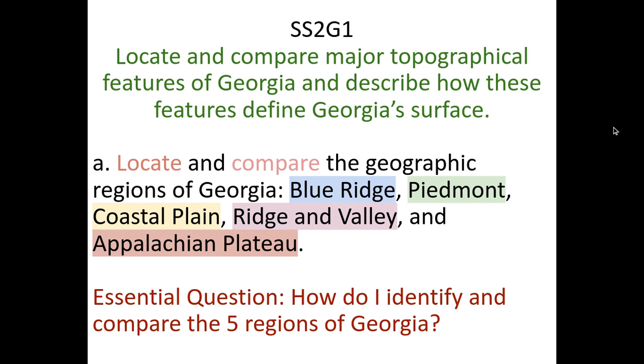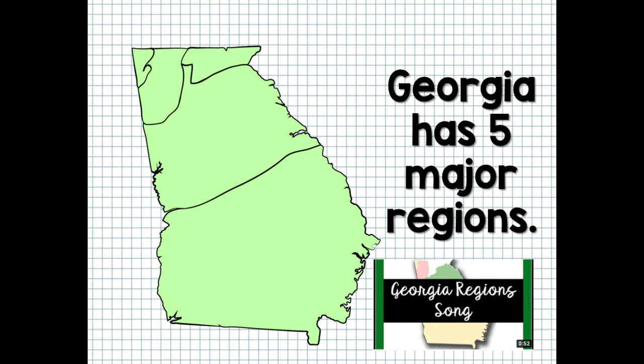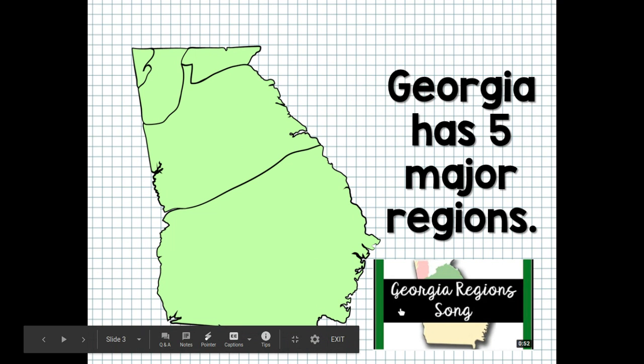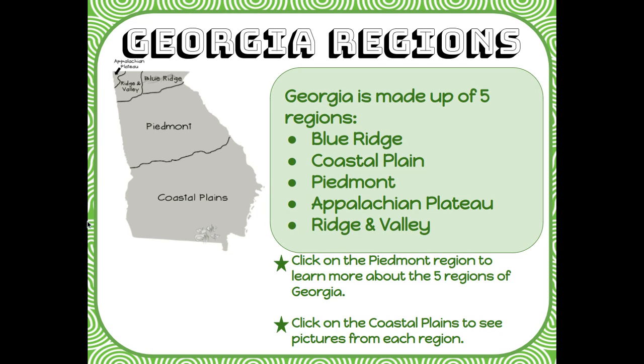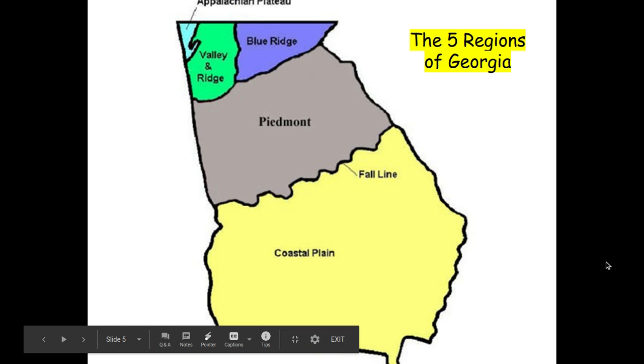Our essential question is down at the bottom in red. How do I identify and compare the 5 regions of Georgia? All right, how many regions of Georgia are there? Yes, there are 5. 1, 2, 3, 4, 5. You guys know the songs are there for you to go back and look at later. And you know this is for you to review.